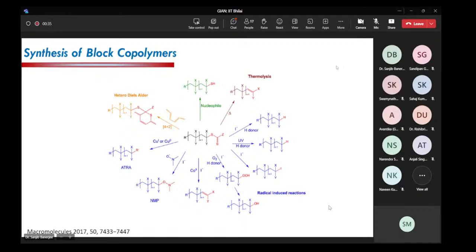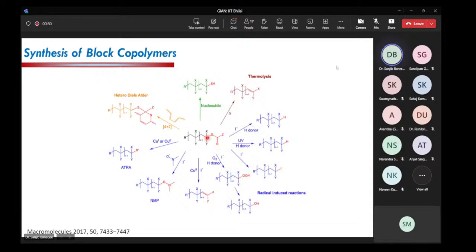Okay. So I will explain what's going on here. Basically we discussed the macro initiator. So consider this molecule. Let me take the pointer. This molecule is your macro initiator. This is a polymer which has a chain end.